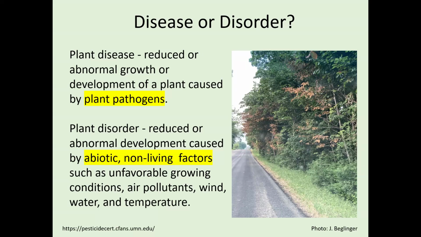We'll talk about the differences in a slide or two here. I have this picture up just to give you an example: is this a disease or a disorder? If you had gone to work in the morning and all your trees looked green and you came home that night and they looked like this, that would be a very good indication that it's a disorder, because it literally happened at some point during the day. Disease doesn't happen that quickly.